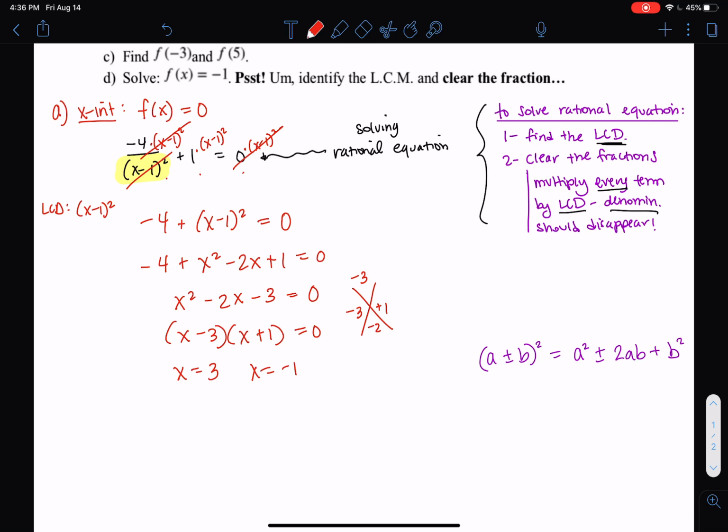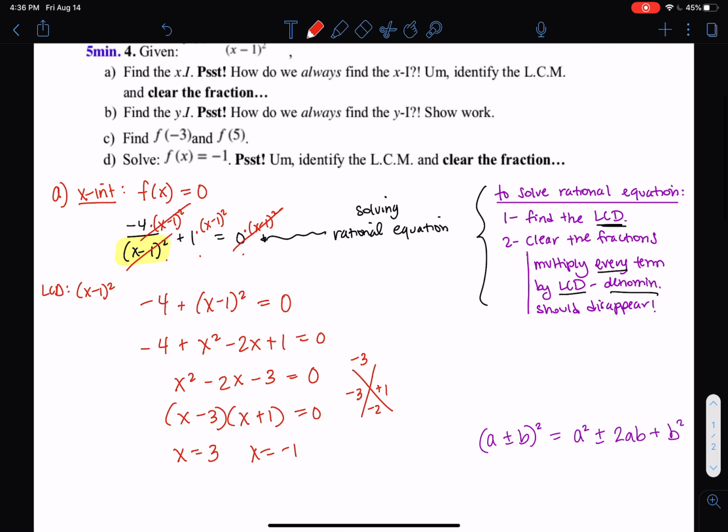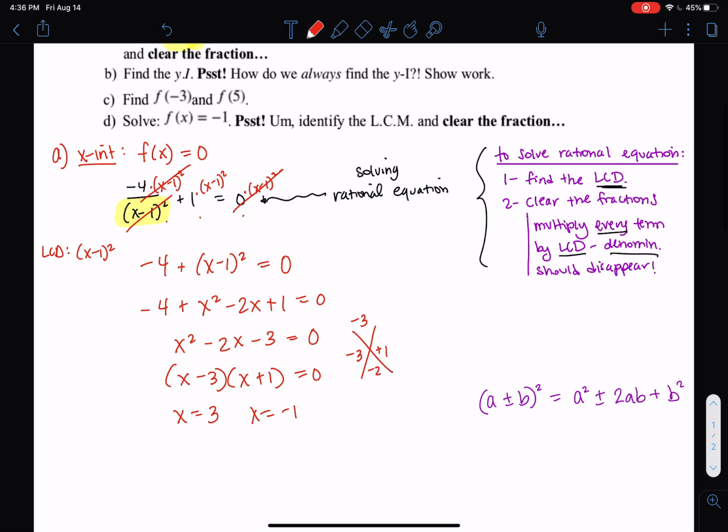So I'm really close to my answer, but the question actually asked me for the x-intercepts, meaning they're looking for a point. So my final answer is x-intercepts are (3, 0) and (-1, 0). When we set our y value equal to 0, we got our x values here. In the last step, we're combining all that information into two x-intercept points. And we're done.